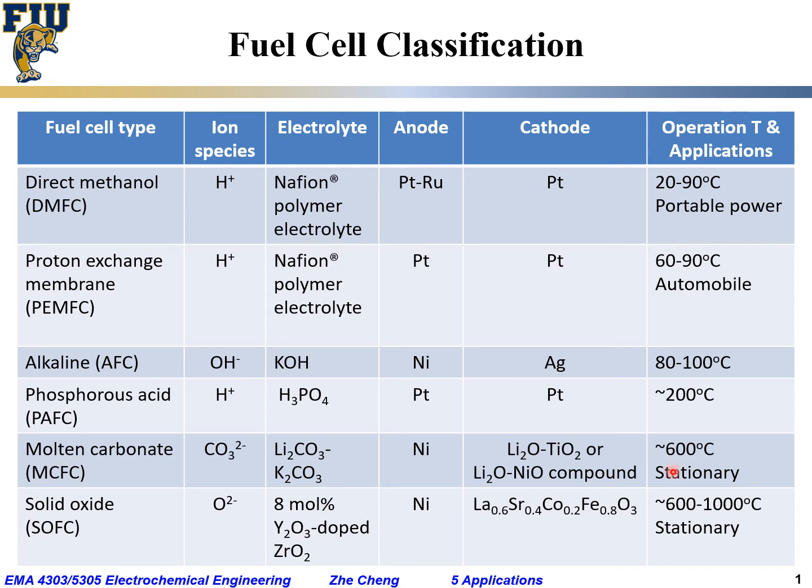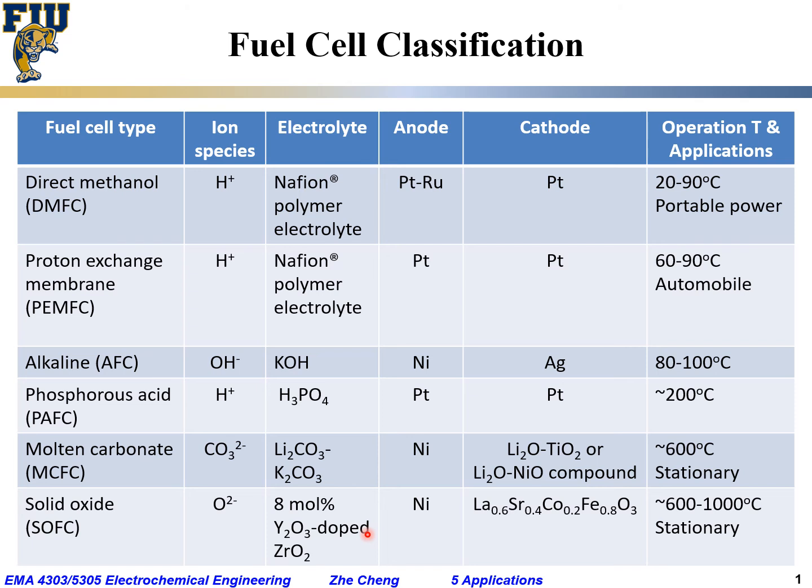For MCFC, molten carbonate fuel cell, the operation temperature is quite often around 600 degrees C, and as a result, they can provide stationary power as well as waste heat for thermal exchange and better use of the energy from the system. And finally, we have the solid oxide fuel cell, SOFC, and the ionic species would be oxide ion, O 2 minus. It's essentially the same as an oxygen vacancy with 2 plus.